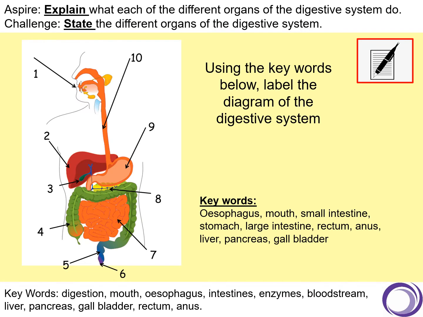So task number 1, I would like you on your sheets of paper to write numbers 1 to 10. And what I would like you to do is I would like you to label as much of the digestive system as you can. If you need to, the keywords are written in the box to help you. I am going to give you 4 minutes. Off you go.